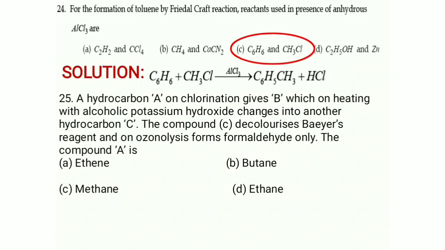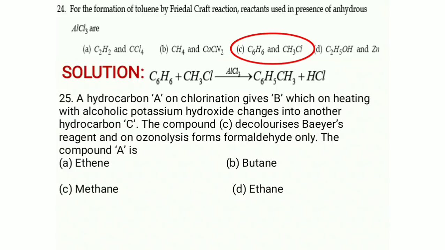25. Hydrocarbon A on chlorination gives B, which on heating with alcoholic potassium hydroxide gives C, and C decolorizes Baeyer's reagent. See the hint: C decolorizes Baeyer's reagent means C should have a double bond or triple bond. And we know that from a hydrocarbon you cannot prepare a triple bonded compound easily, so it should be a double bond. Alcoholic potassium hydroxide is a good reagent, called a dehydrohalogenation reagent.